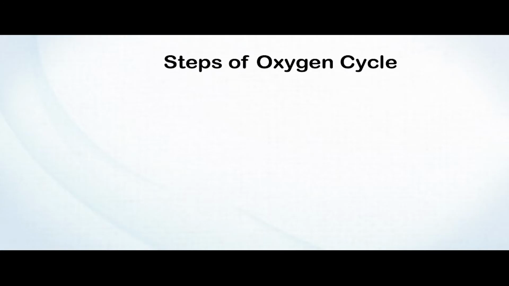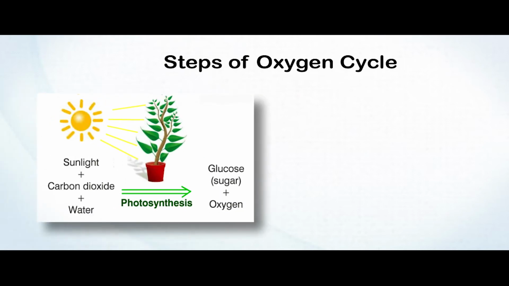Now let's look at the steps of oxygen cycle. First step is photosynthesis. During the day, the plants take energy from the sun, carbon dioxide from the air, the water from the soil to make their food. The oxygen is released into the air as a byproduct of photosynthesis.